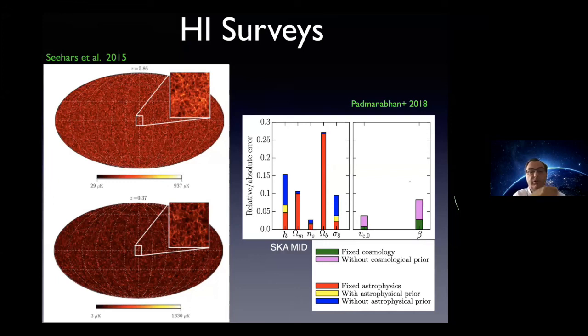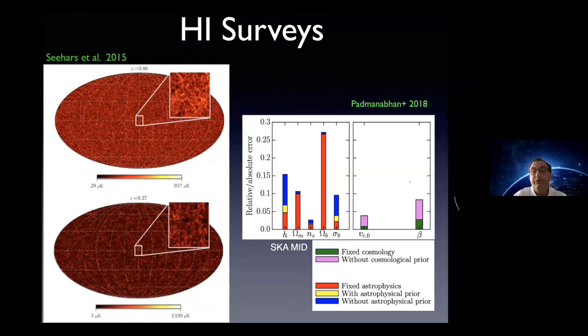What is shown on the right-hand side is an analysis done by Hamsa Padmanabhan recently, where we looked at how the forecast for the precision on cosmological parameters is degraded if we include astrophysical systematics. So this is for radio surveys, in this case, for example, the SKA. So you can ask, okay, if I think I know everything about the astrophysics of neutral hydrogen, what would be my constraint on cosmological parameters with SKA-mid, for example? And this would be the red vertical bars that you see on the right-hand plot.